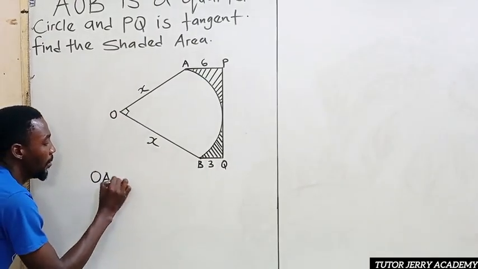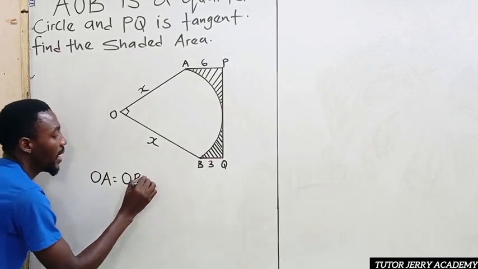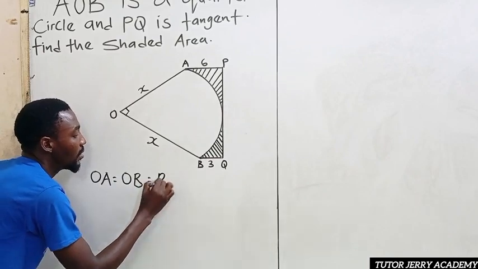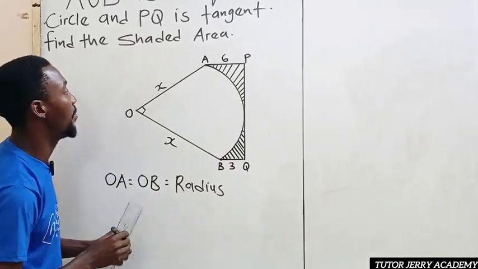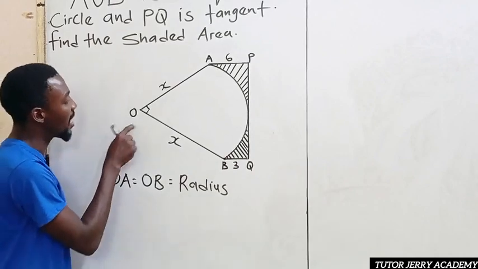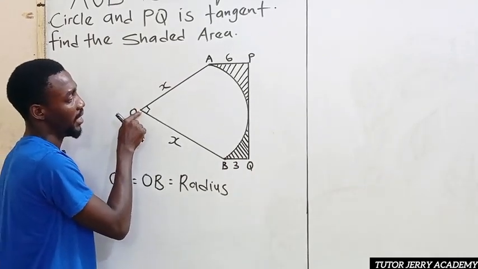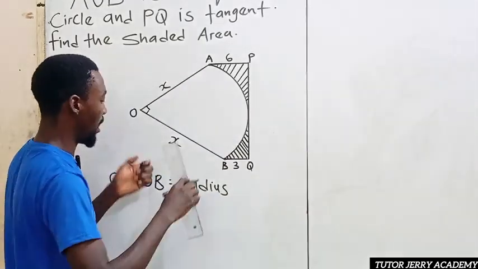OA is equal to OB, and they are both equal to the radius. Now, the next thing you are going to note is this. I can decide to draw another radius from this point here down to this part. If I do that, I'm going to have something like this.